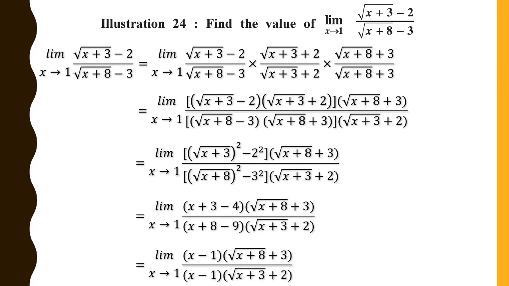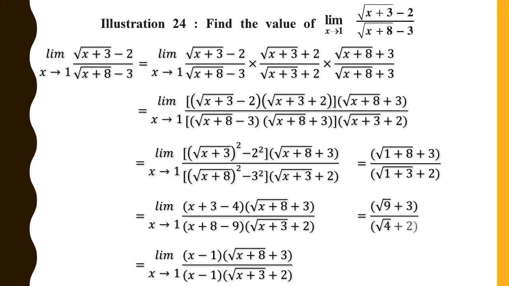So now I will be cancelling x minus 1 with x minus 1, both will be cancelled, and I will put the value of x is equal to 1 into the equation now. So it becomes root 1 plus 8 plus 3, root 1 plus 3 plus 2. So when I simplify it becomes root 9 plus 3 upon root 4 plus 2, that is 3 plus 3 upon 2 plus 2, that is 6 upon 4, and the answer is 3 upon 2. So the limiting value for this illustration, this function, is 3 upon 2.